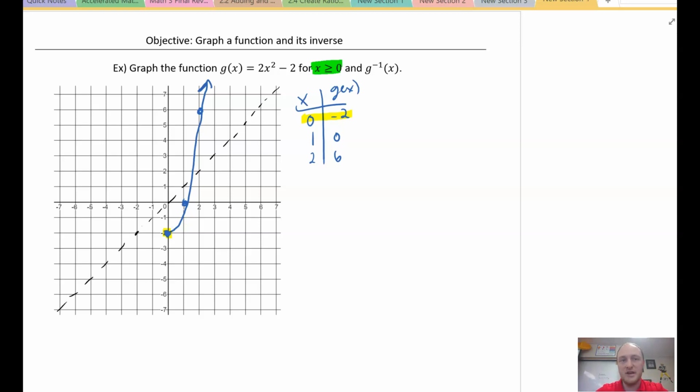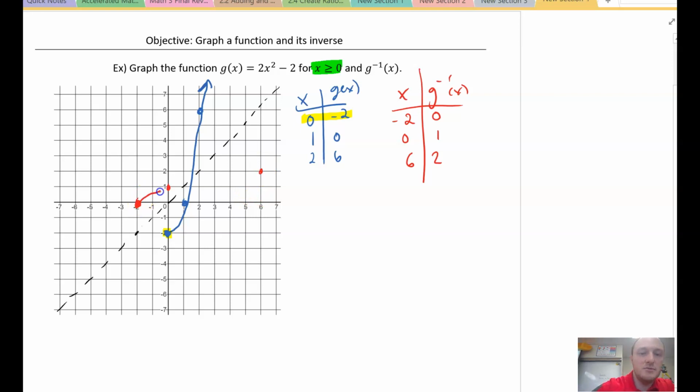So I have my 3 points now. Now I want to go ahead and plot g inverse of x. So I just switch my x's and my function values. So -2, 0; 0, 1; 6, 2.